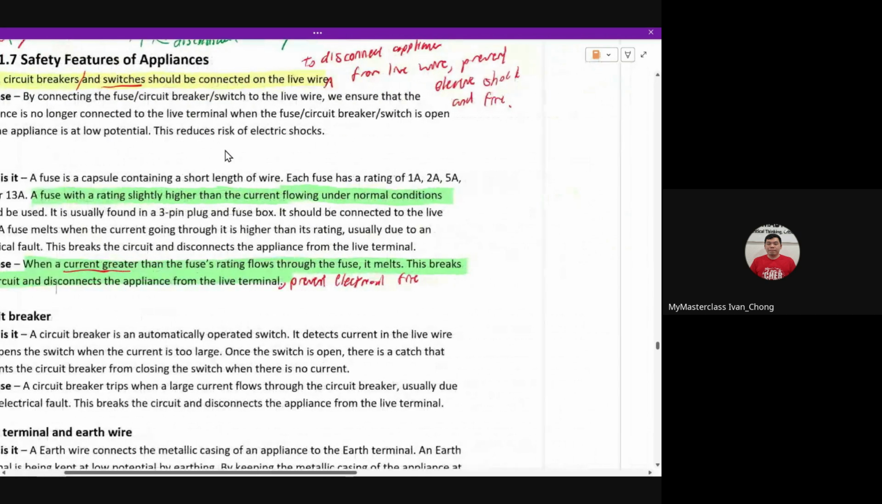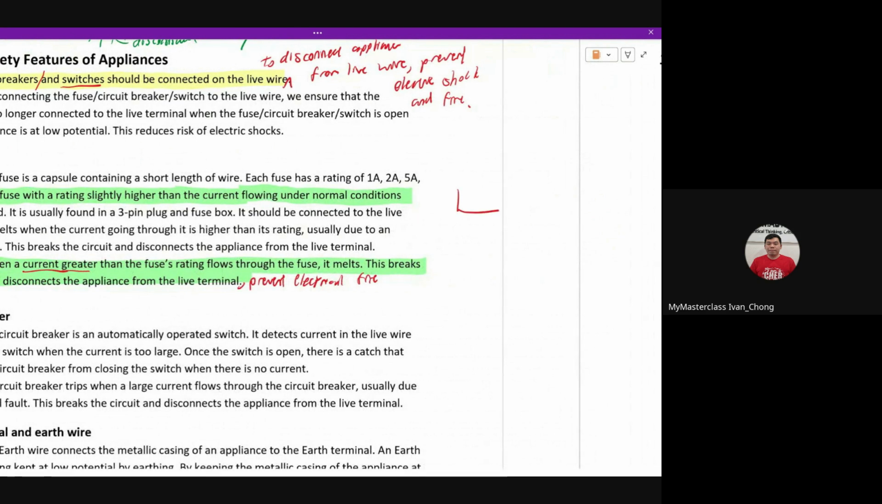A fuse in real life looks like just a capsule or container, and it will contain a very thin wire that is connected. So what happens when there's high current? The wires inside will melt, because the wires inside are a super duper thin wire. So when you have high enough current, it will melt. And when it melts, this is now an open circuit. Open circuit, no more current.